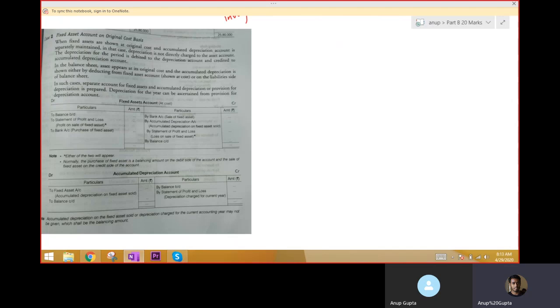Let us read this second condition, case 2. When fixed asset is shown at original cost and accumulated depreciation account is separately maintained. In the previous case no depreciation account is separately maintained, but in this case accumulated depreciation is separately maintained. So what is accumulated depreciation? Accumulated depreciation is the depreciation that is charged every year and gets accumulated. If this year is 50, next year again 50 will be added, so it becomes 100. Again next year 50 will be added, it becomes 150. Again 50 will be added, it becomes 200. So the depreciation is accumulated.